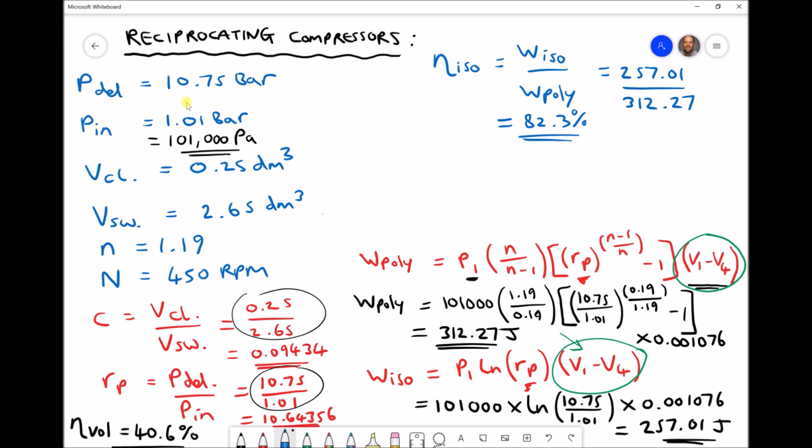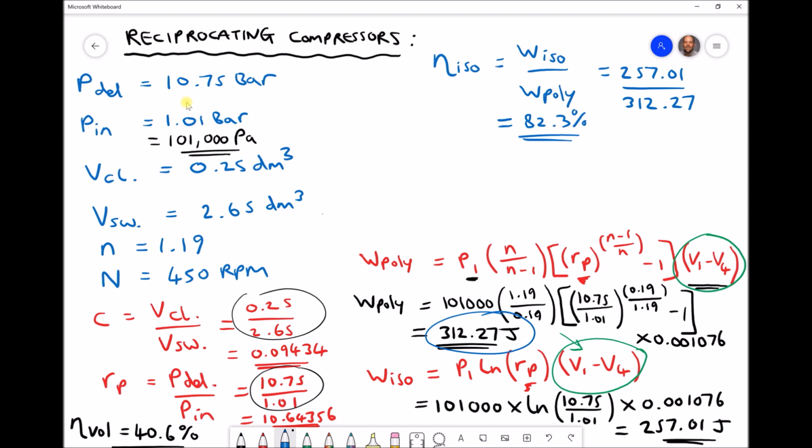Now we've calculated the work required in order to compress the air during one cycle, and there we found the polytropic work to be 312.27. But if we wanted to determine the power required by our compressor, then we would need to consider how many cycles were being done every second, or how much air was being compressed and delivered every second. Recall that power is just work done every second.